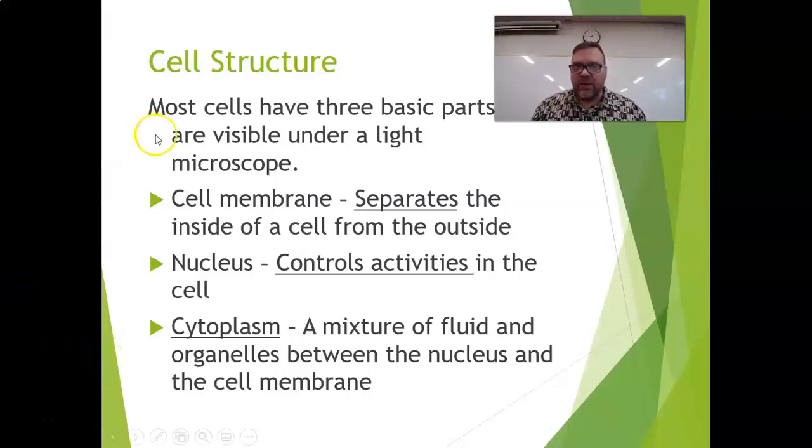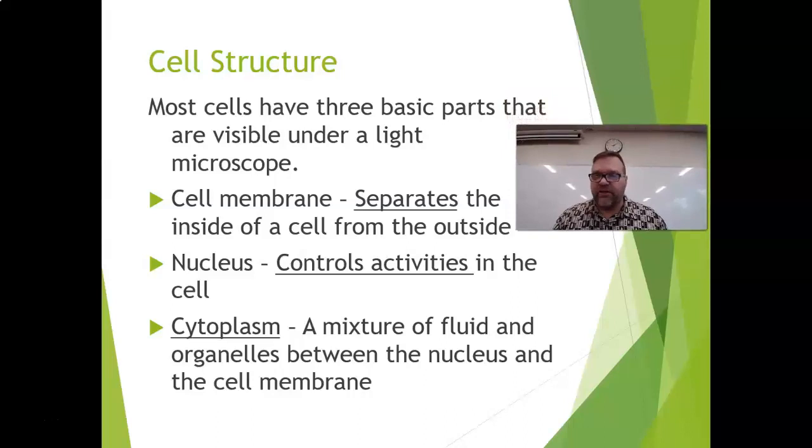And let's talk a little bit about cell structure. We're going to have a whole unit coming up where we're going to talk everything about cells, a whole unit on cells. But we have to have just a little bit of an introduction, talking about some of the structures of a cell and how they're different, especially in a plant and an animal. So most cells have three basic parts that are visible under a light microscope.